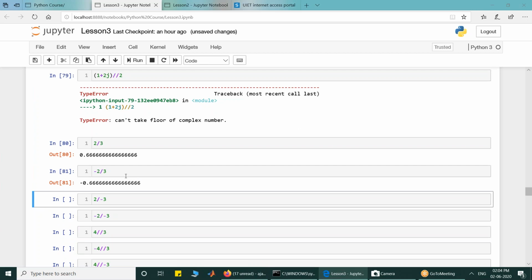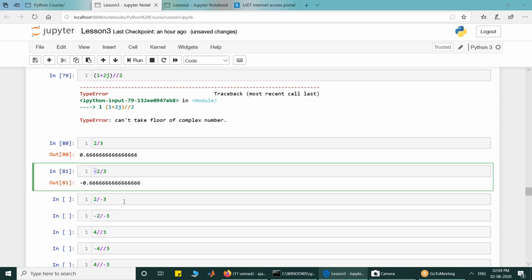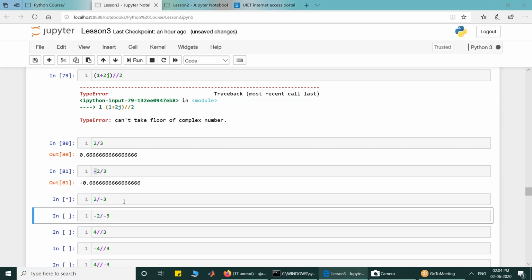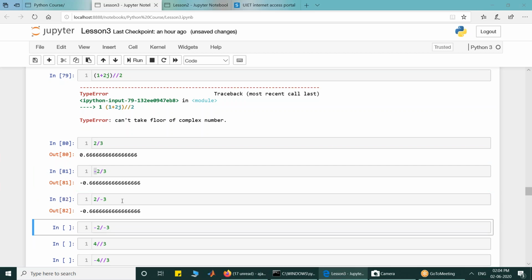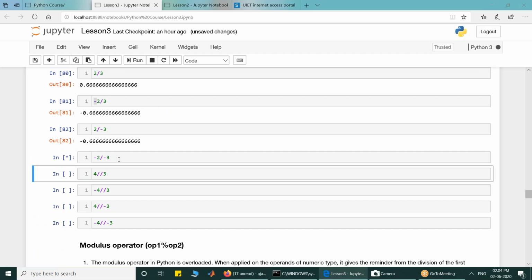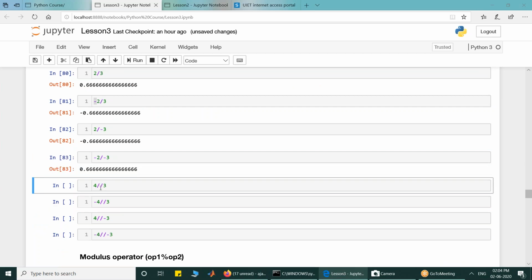2 by 3, this. Minus 2 by 3 comes out to be minus 0.66. The sign depends upon both the sign of numerator as well as denominator. If one of them is negative, the result will be negative. This is going to be negative. If both of them are negative, the result is going to be positive. So you have got positive 0.66.